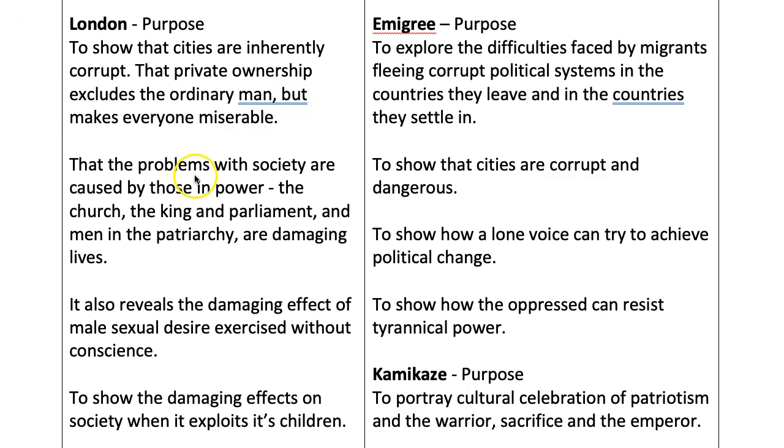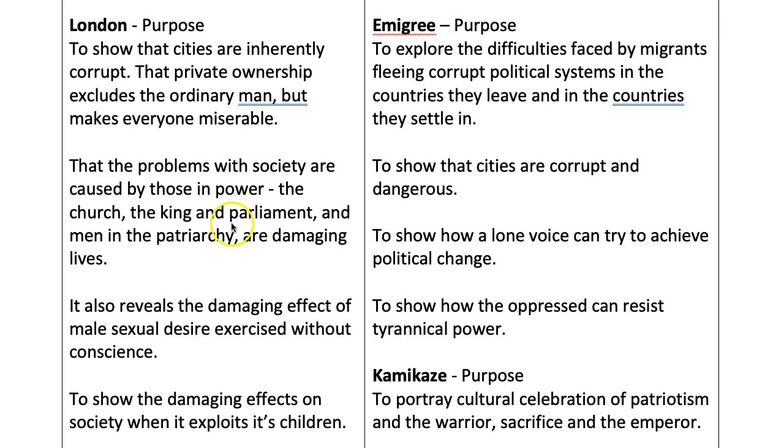It also shows that the problems within society are caused by those in power, represented by the church, the king, and an undemocratic parliament, because not everyone gets the vote. And it's also about men in the patriarchy who are damaging lives. It's also about the damaging effect of male sexual desire, which we can see in the fact that they exploit young prostitutes and then bring sexually transmitted diseases home, which is the marriage hearse. It kills off the marriage.